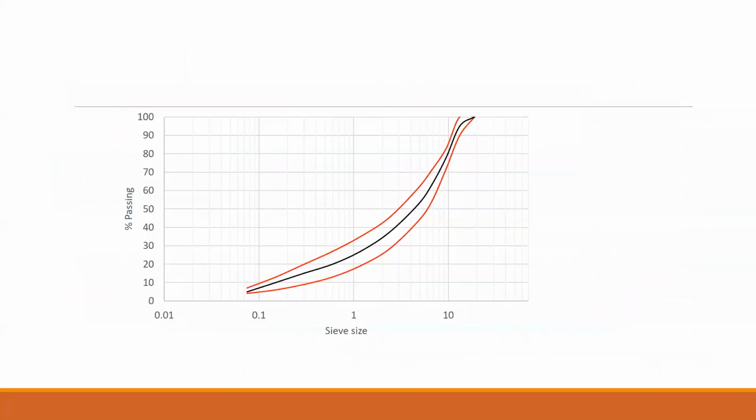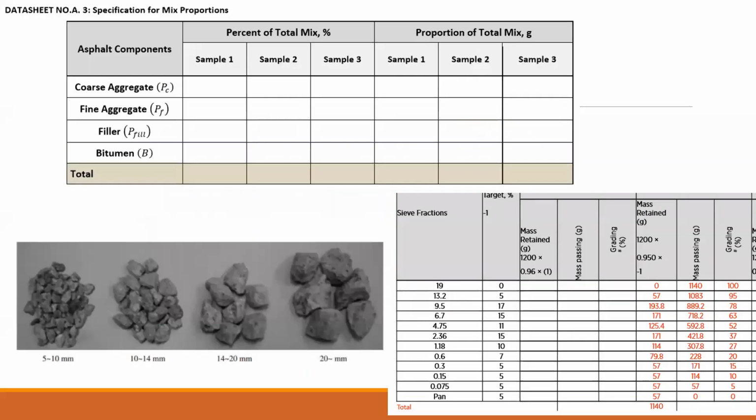So this graph, you have to plot in the chart. You can use Excel to do that. I used Excel to do the graph and this is what I got. And also there is another table for you to fill in, part A. In this, you need to find out the amount of coarse aggregate, fine aggregate, and the filler, and also the bitumen.